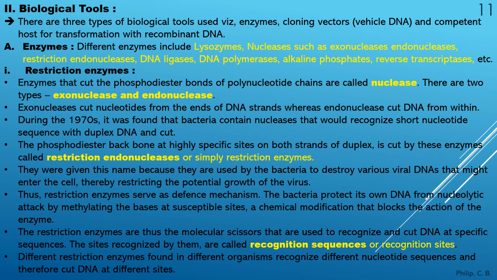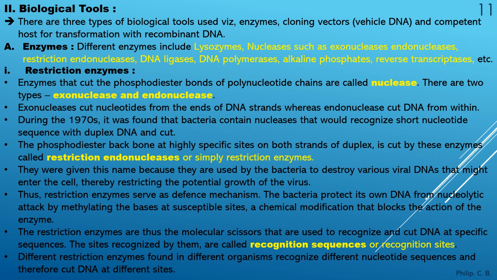During the 1970s, it was found that bacteria contain nucleases that recognize short nucleotide sequences within duplex DNA and cut. The phosphodiester backbone at highly specific sites on both strands of the duplex is cut by these enzymes, called restriction endonucleases or simply restriction enzymes.